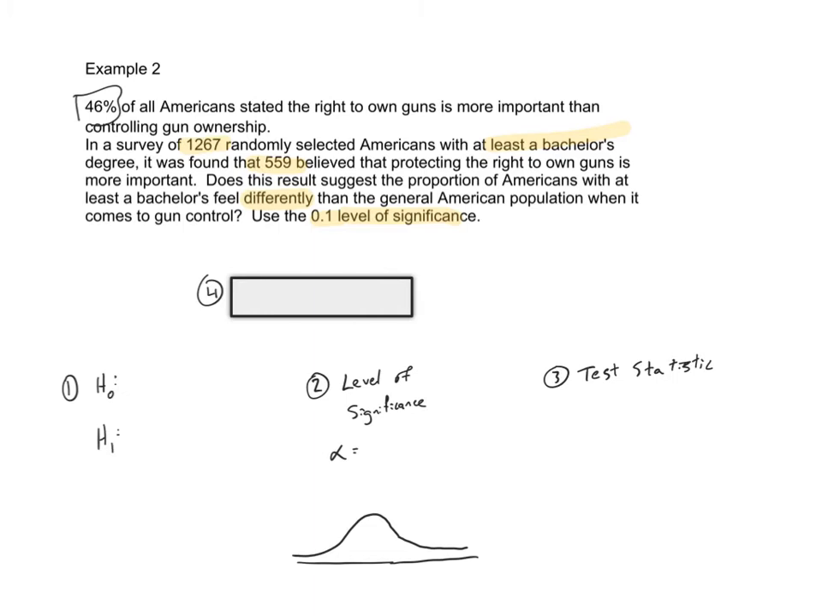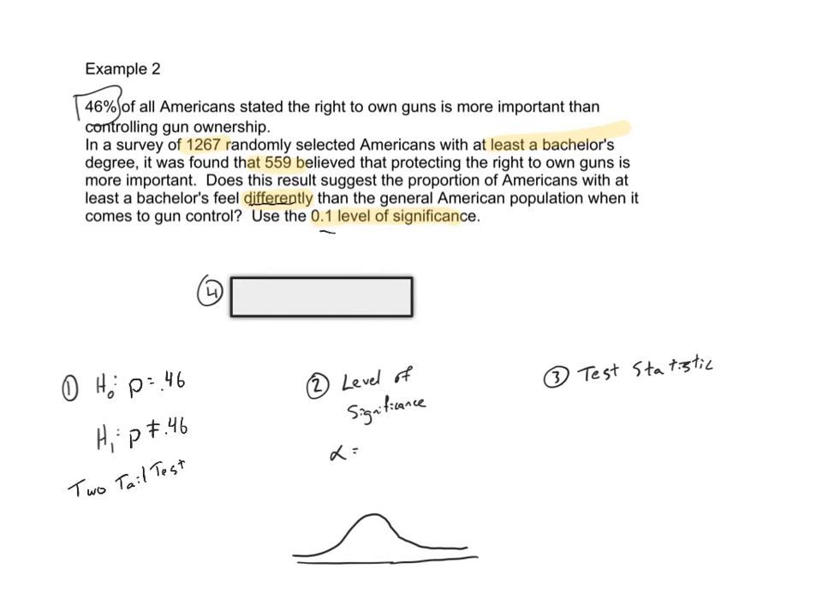Start out with the null and alternative hypotheses. Null: p equals, so what is it? It's the 46%. That is the statement that we're comparing our sample against. Alternative: p does not equal 46% because I found the word differently. So that tells me it is a two-tailed test. All right, and then that's step one.